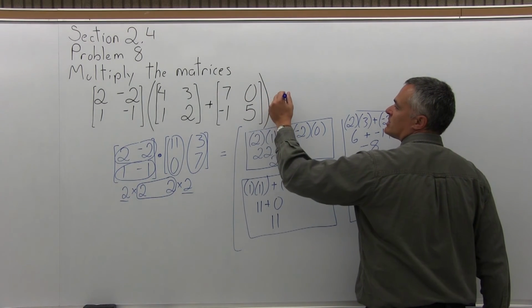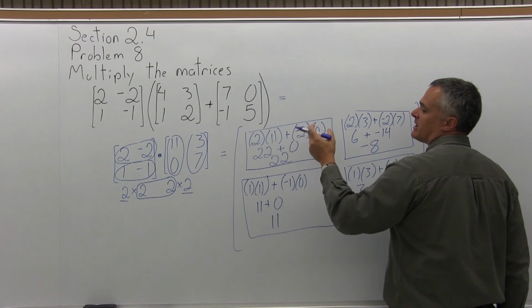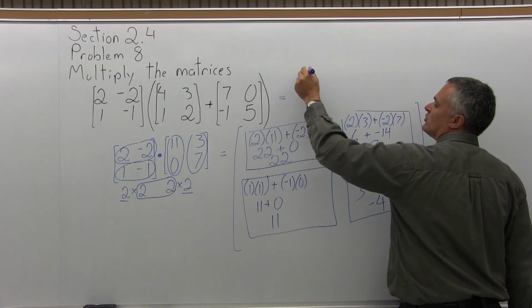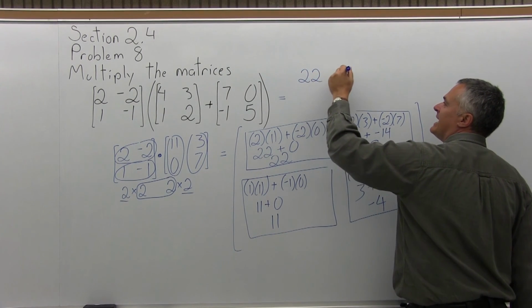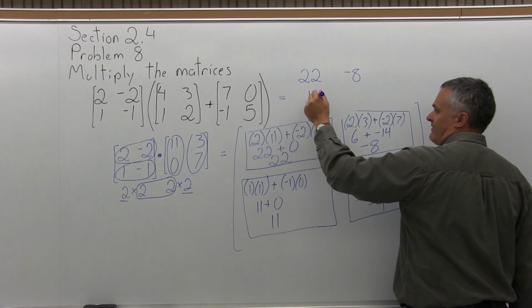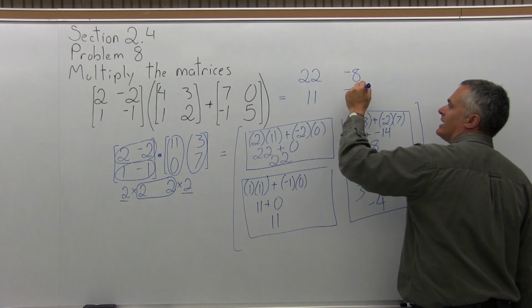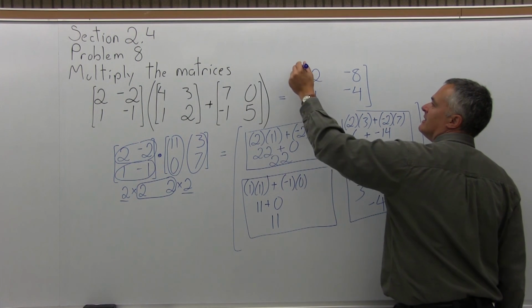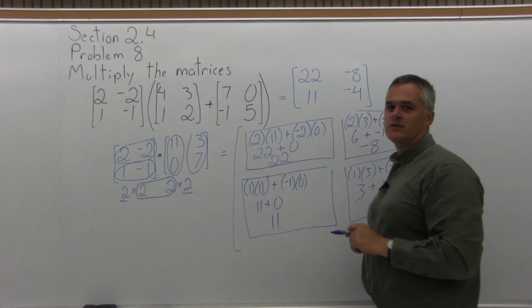So right next to the original problem, I'll write the final answer. I'm going to have a matrix with 22, negative 8 in the top row, and I'll have one row underneath that with 11 and negative 4 as the second row. And that is the final solution for this problem.